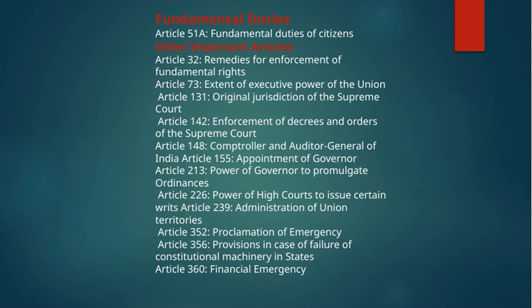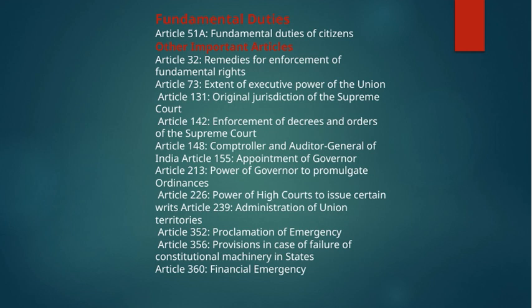Article 213 empowers the governor to promulgate ordinances when the Legislative Assembly is not in session, allowing for quick legislative action in urgent situations. We also see the power of the high courts under Article 226, which can issue certain writs to protect citizens' rights. Article 239 covers the administration of Union territories, outlining how they are governed. Lastly, we come to emergency provisions.